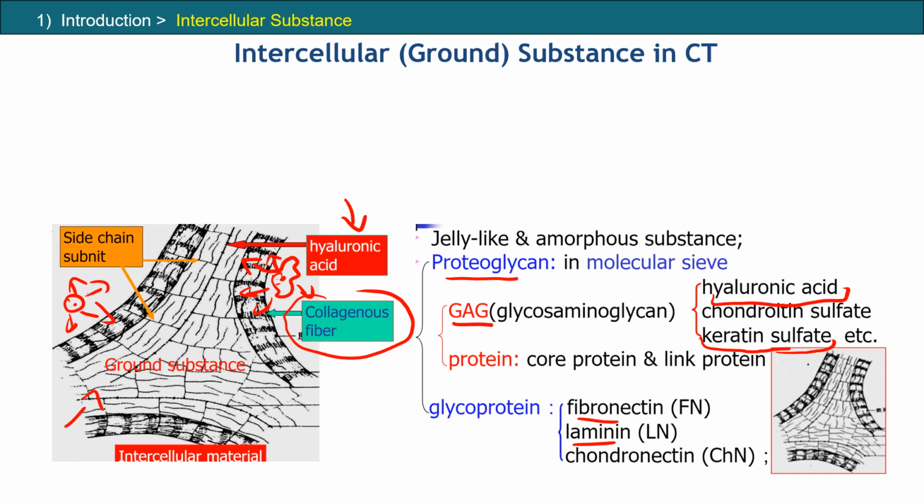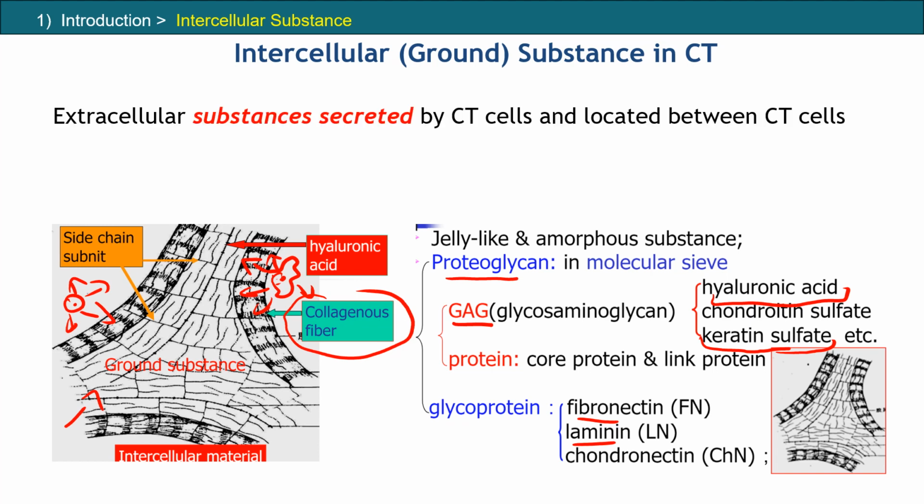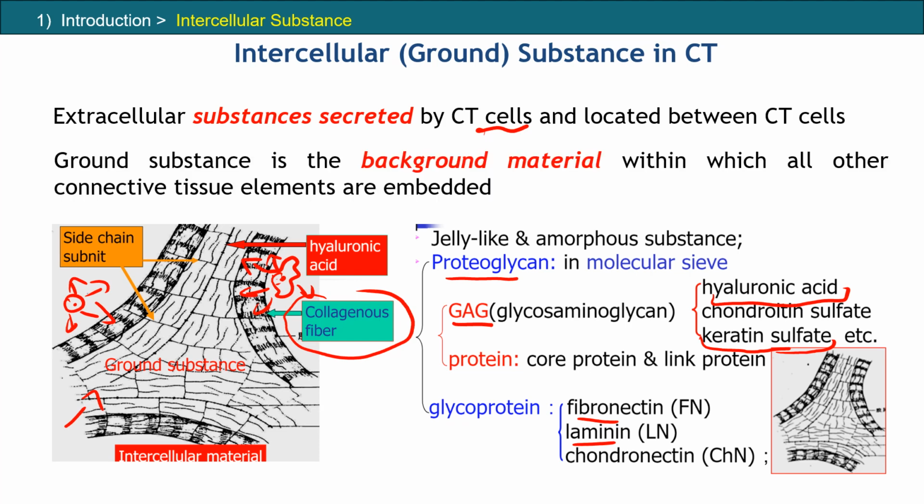Okay, so to summarize, I told you two key ideas that I hope that you remember: that the extracellular substance is secreted by the cells, and it is located between the connective tissue cells, so they create their own environment. In addition to that, this ground substance is the background material within which all cells of the connective tissue are embedded. Okay, so that is the key. Now I'm going to show you some differences between the connective tissue intercellular ground substance.